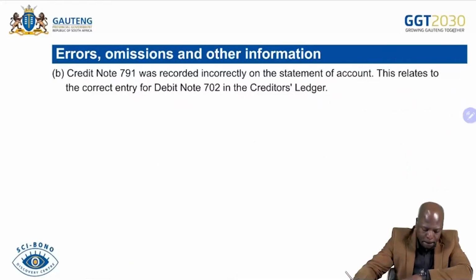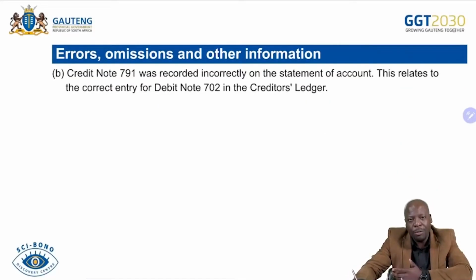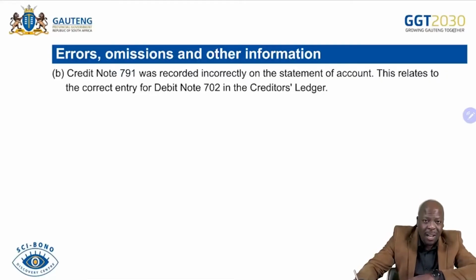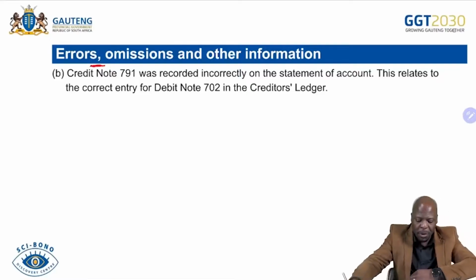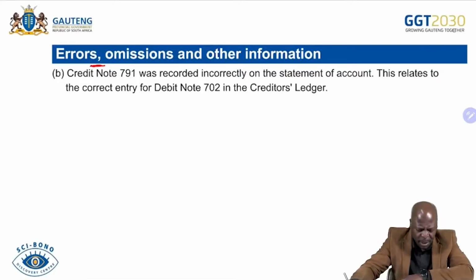Error B. It says, a credit note. Already before you go further, you have to think, how would I have recorded, or how would they have recorded a credit note? What sign goes with a credit note? The credit note goes with a minus, because remember, it is goods that have been returned. Credit note number 791 was recorded incorrectly on the statement.